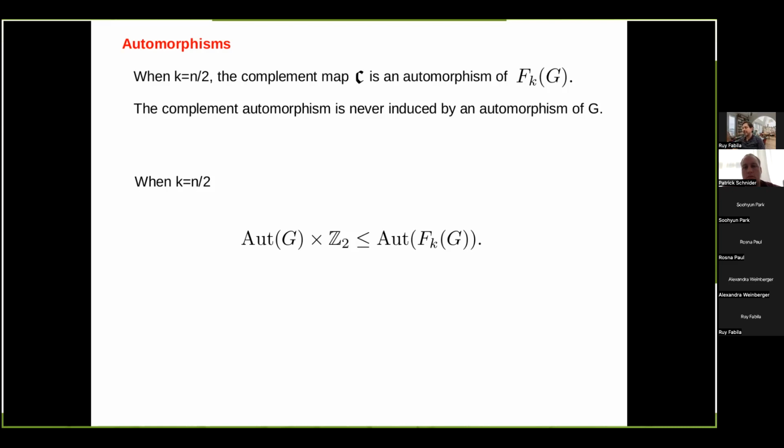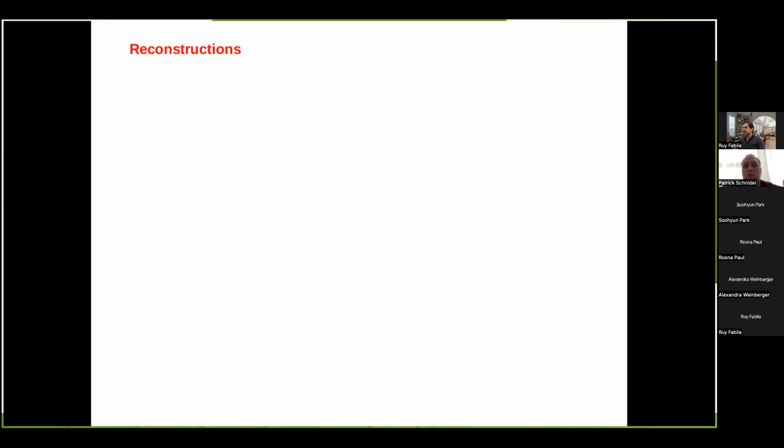It's easy. So these things are easy to prove. But we always have that when k equals n over 2, the automorphism group times Z2 is a subgroup of the automorphism group of the token graph. So just keep that in mind: the automorphism group of G sometimes is a proper subgroup of the automorphism group of the k-token graph.